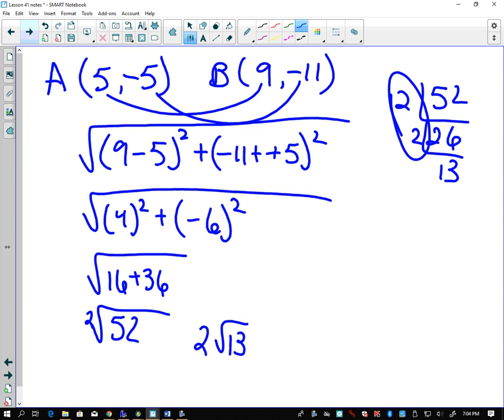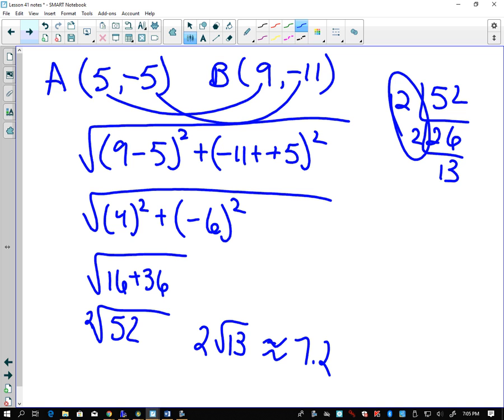The other part of the question said find it to the nearest tenth. So 2 square root of 13 comes out approximately to be 7.2. So that's how you would use the distance formula. You still could have used the Pythagorean theorem there.